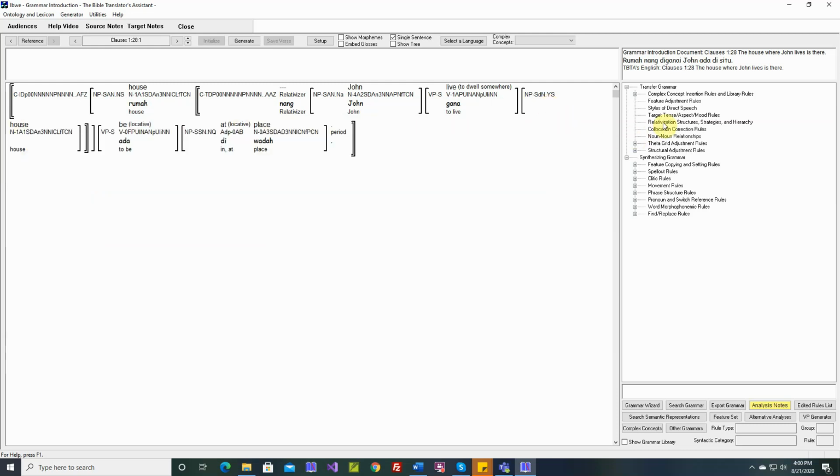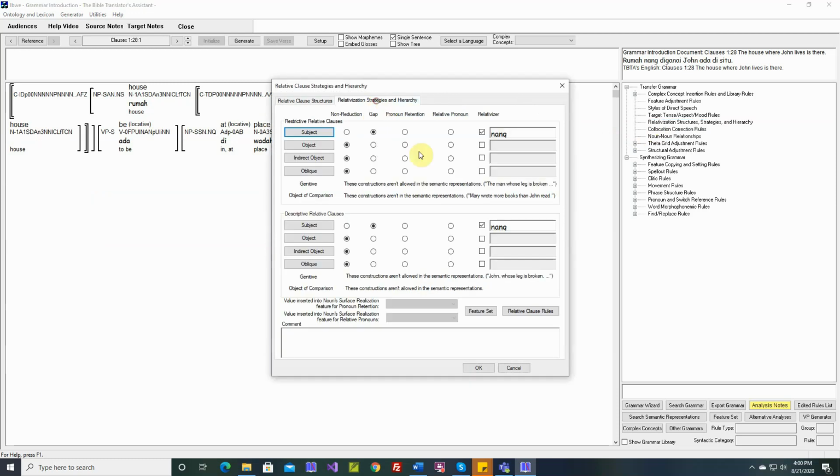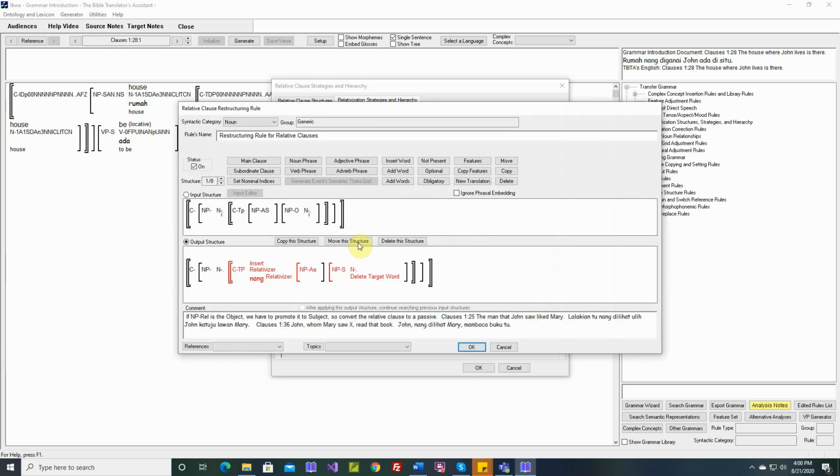So there's one more rule down here. Again, this is executed after all of these structures have been executed. Then the software will come here and execute the rules that you put inside here. And these can perform any additional structural adjustments that you need for relative clauses.